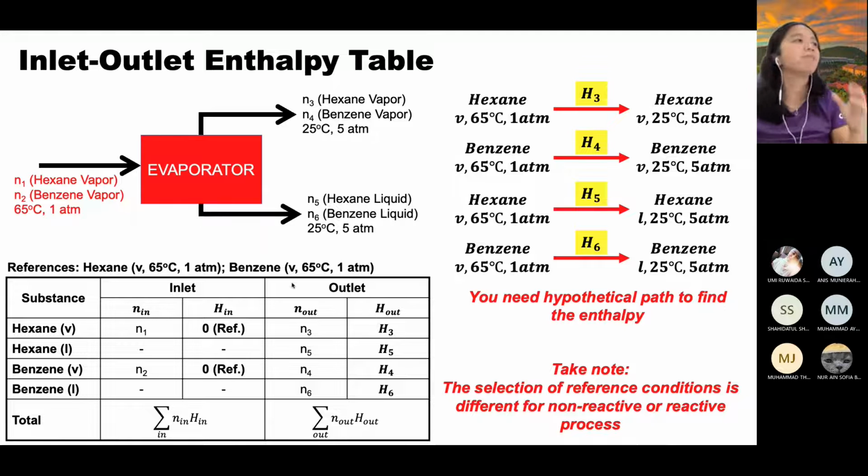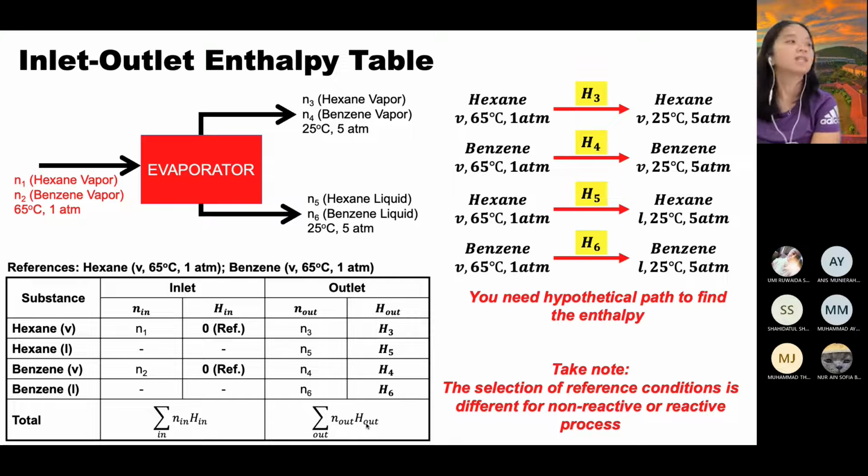Ataupun daripada reference kepada dan juga reference kepada bottom, ada perubahan, either temperature, pressure or phase, you have to calculate the enthalpy. Okay, so then after you calculated the enthalpy, what you need to do to calculate Q, you need to cari total enthalpy in, total enthalpy out.